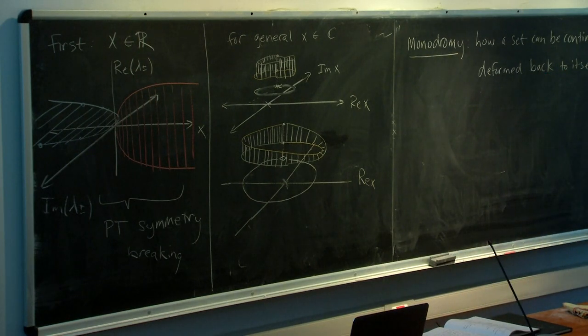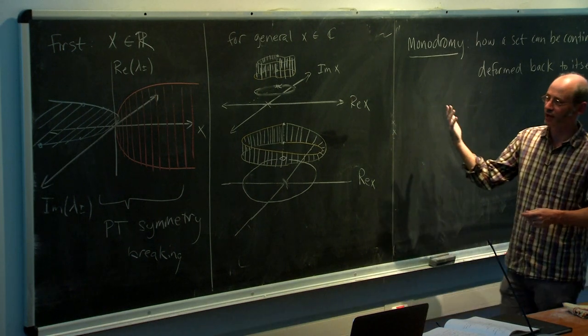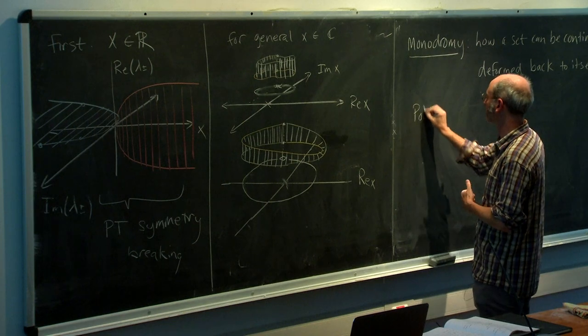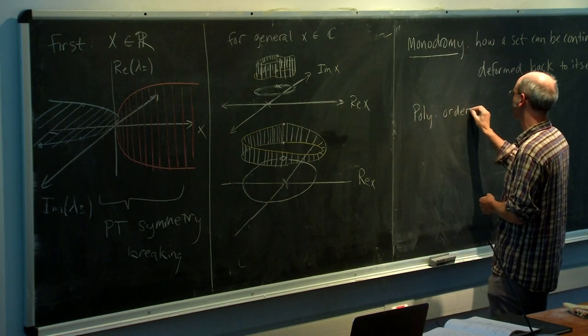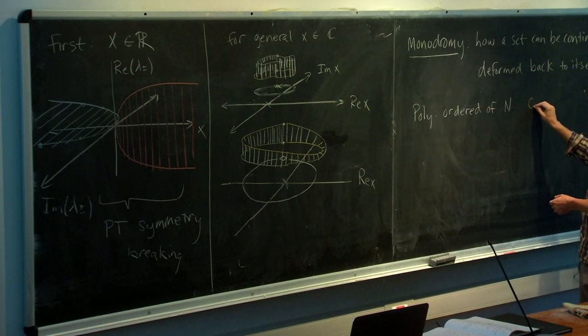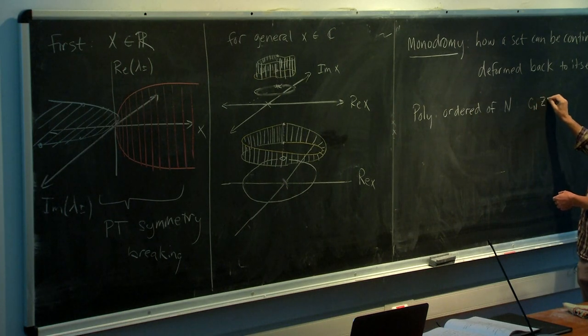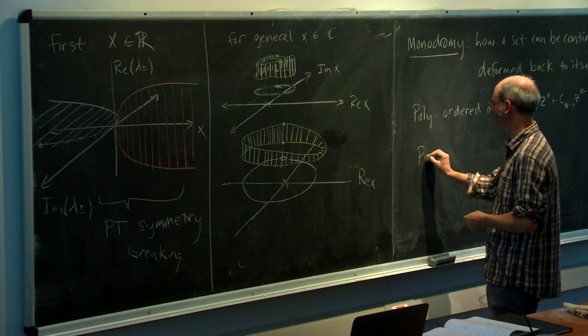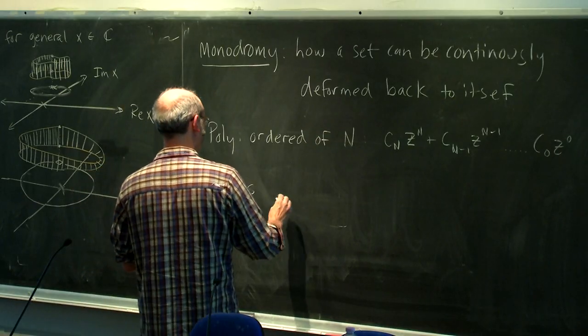So in general, the reason that the roots of polynomials, or equivalently these radical functions, have non-trivial monodromy is that a polynomial is an ordered set of n numbers, which are the coefficients. I don't get the same polynomial if I swap these two coefficients. But the roots of an nth order polynomial are an unordered set of n elements.